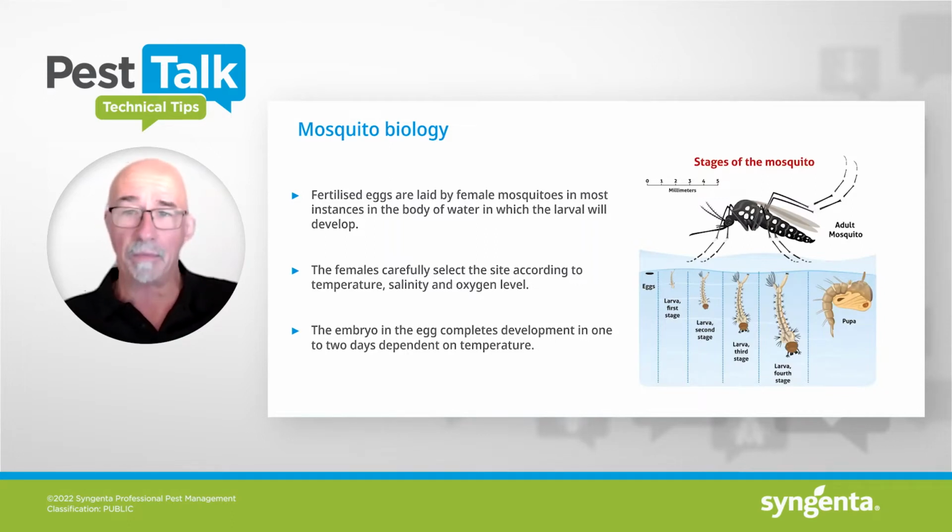So I'd like to talk a bit about mosquito biology, about the basics of life for the insect. We know that fertilized eggs are laid by the female mosquitoes in most instances in a body of water, in which the larva will develop. The females carefully select this site according to temperature, salinity, and oxygen levels. The embryo in the egg completes development in 1 or 2 days, dependent on temperature. The eggs are laid in water and the embryo emerges, and this is the first instar of the larvae and commences larval development. However, in those species that have drought-resistant eggs, the embryo remains in the egg until it is next submerged in flood water, or it rains and there is a high level of moisture to get those eggs on the move.